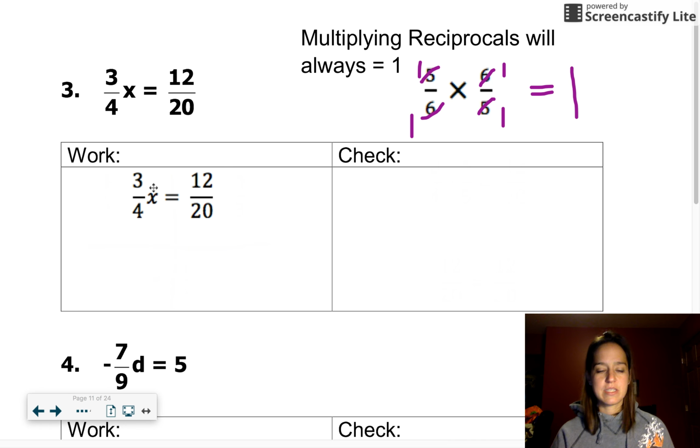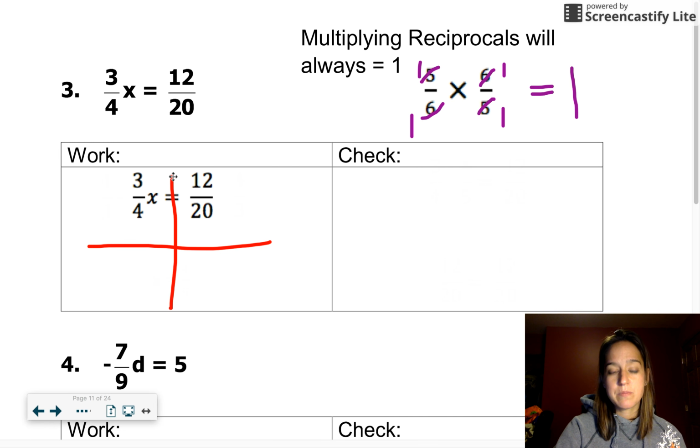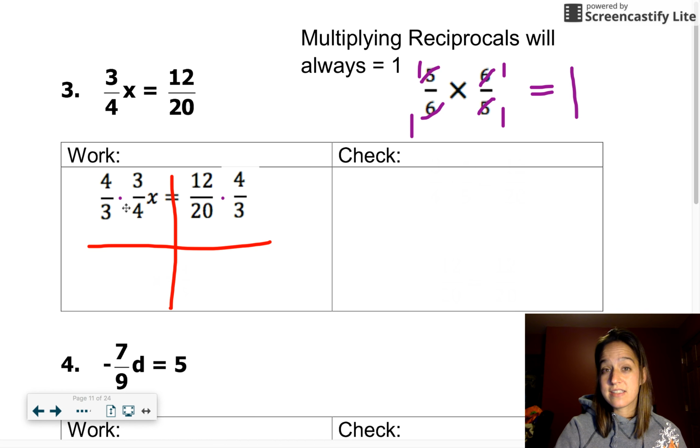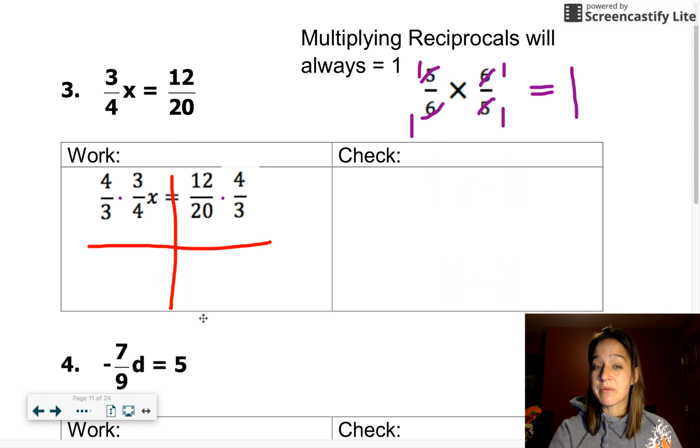So let's go ahead and start with this one. So we have 3/4 x equals 12/20. So because there's a fraction coefficient, I'm first going to split it up. And then what I'm going to do is multiply by the reciprocal. The reciprocal of 3/4 is 4/3. So I'm going to multiply each side by 4/3. By doing this, my 4's cancel out, my 3's cancel out. That leaves me with x at the bottom. Over here, I would cross cancel and I would multiply, and I end up getting 4/5. And x equals 4/5. It works.